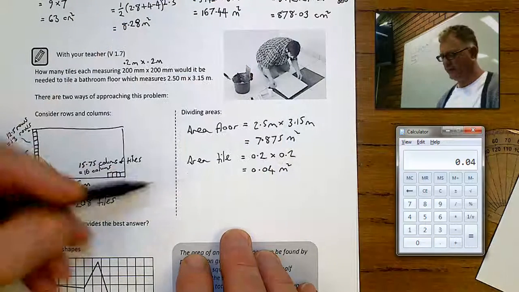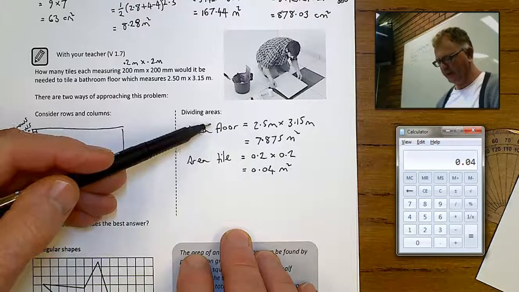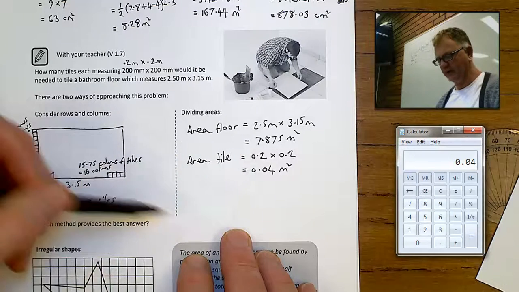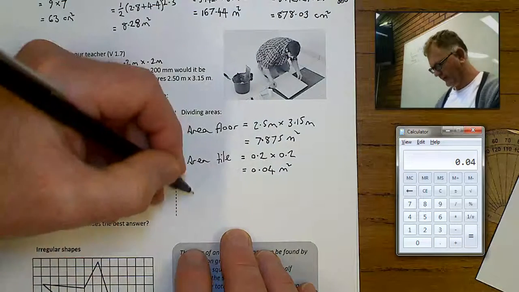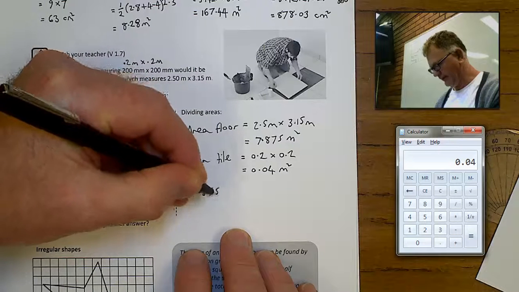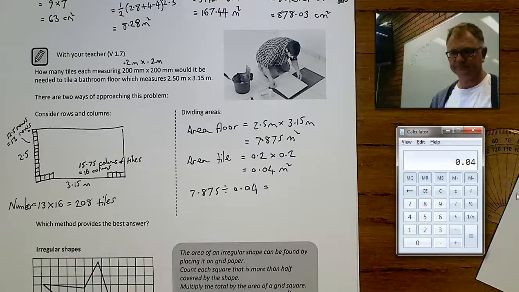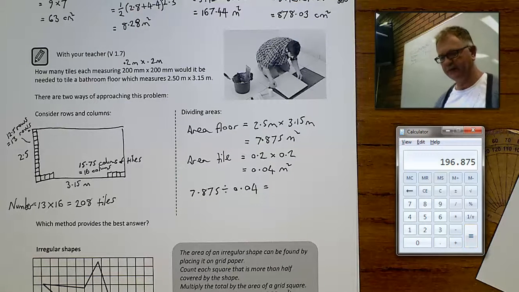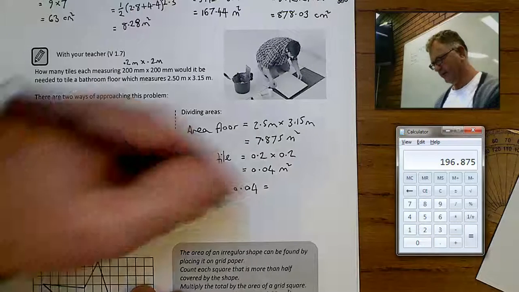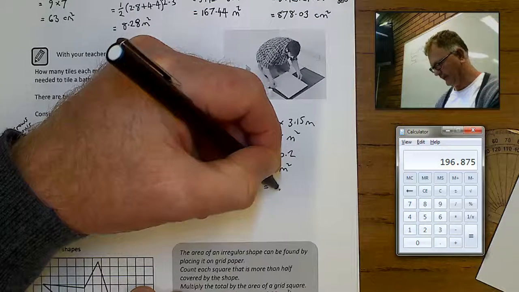We want to find out how many tiles fit into the floor. How many times does this fit into that? We want to divide one by the other. 7.875 divided by 0.04 equals 196.87 tiles. Well, I suppose if we've just worked that, it'd be 197 tiles.